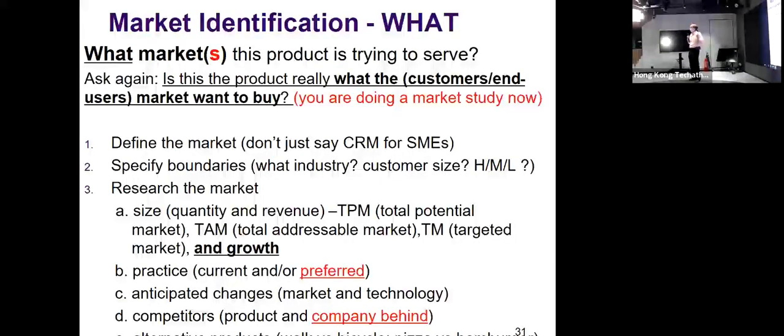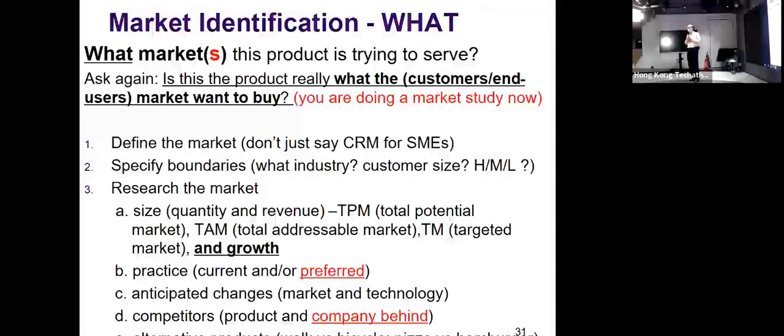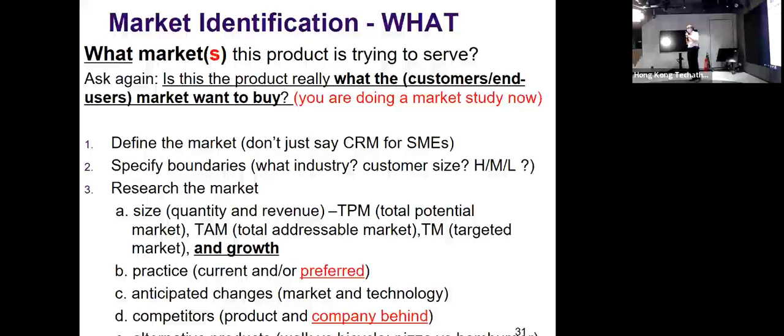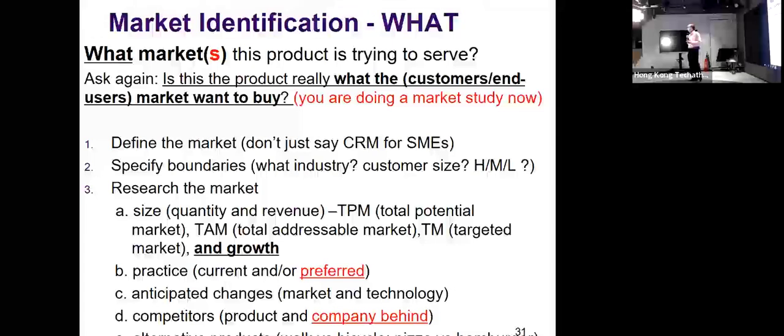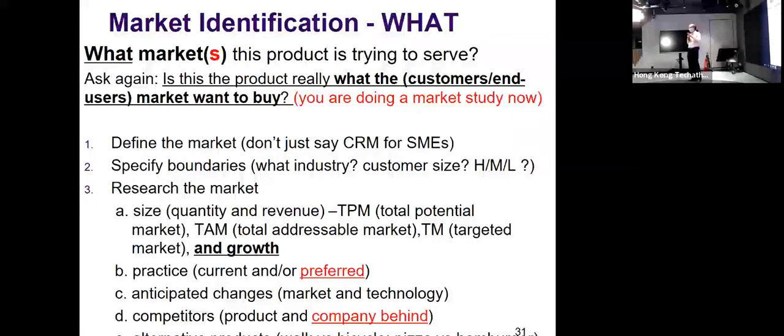Okay. So, why? Now, a lot of companies fail on a couple of areas. One is why. Sometimes they will also fail on what. What market or what markets this product is trying to serve? Ask yourself again, is this product really what the customer will buy? Ask again. Now, if you ask again, then you are doing a market study on why you have done a competitive analysis on what you are doing in market study. Is this what really customer will buy?